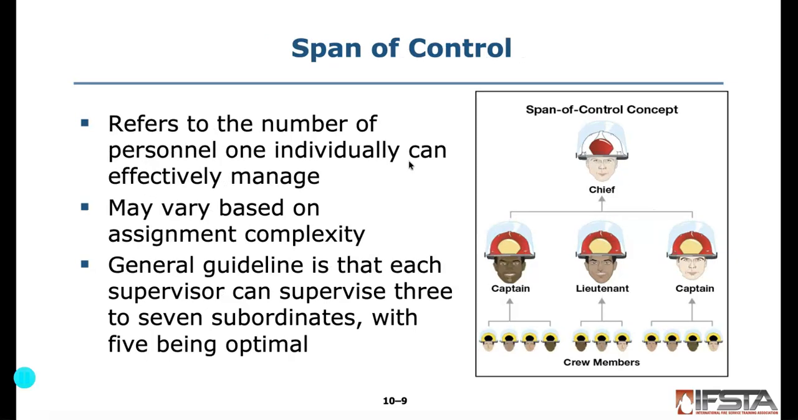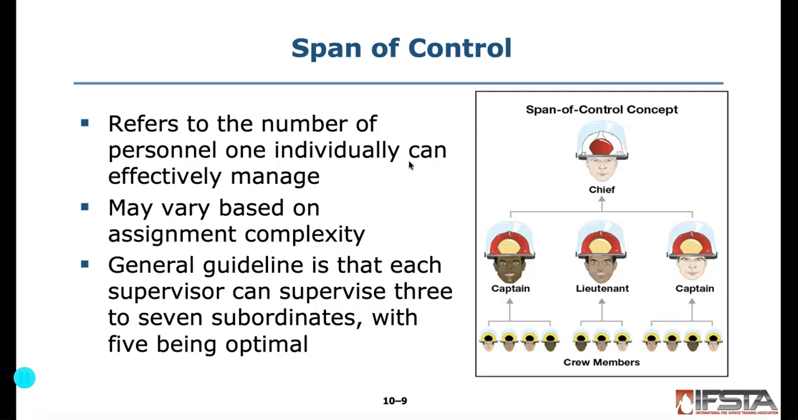Span of control, how many people can you effectively manage? So the number of personnel one can individually manage effectively. This number may vary based on the assignment complexity. In some departments, they have lieutenants and captains at the stations. LA City has a captain 1 and a captain 2, and the captain 2s will be on the truck, the captain 1s will be on the engine. But again, you're supervising your crews.